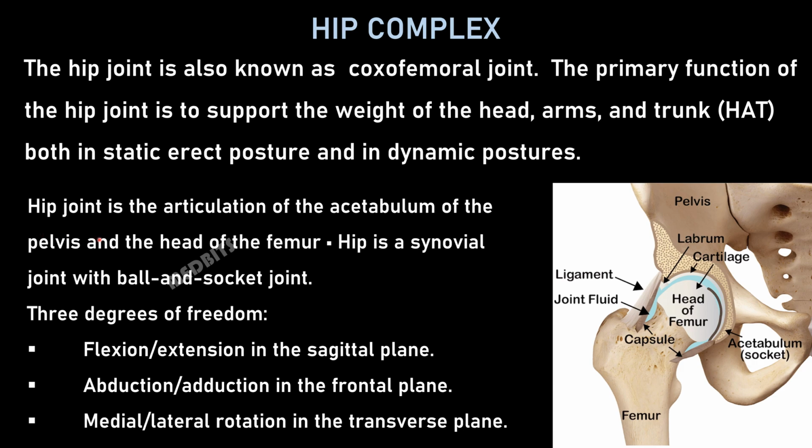The hip joint is the articulation of the acetabulum of the pelvis and the head of the femur. The hip is a synovial joint of the ball and socket variety. As we know, there are 3 degrees of freedom: flexion and extension in the sagittal plane, abduction and adduction in the frontal plane, and medial and lateral rotation in the transverse plane. As you can see in the diagram, the head of the femur connects to the acetabulum of the pelvis. I'll talk about the details in the next slide.